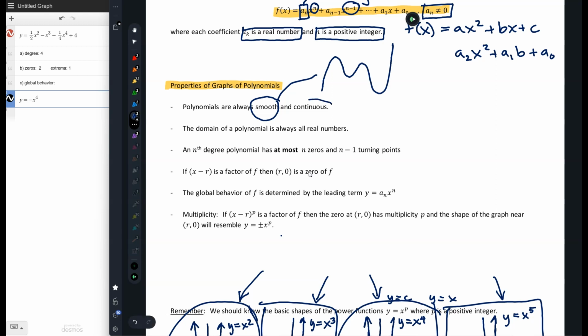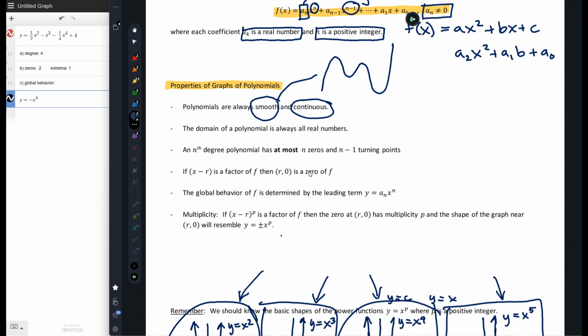And continuous, a nice working definition for that is you can draw it without picking up your pencil. So if you have to stop and draw a hole in a graph, it's not continuous. If you have to stop and draw an asymptote, it's not continuous. Sine is continuous, so is cosine. You can draw that whole way without picking up your pencil. Polynomials are always continuous. There's no breaks, no jumps, no asymptotes. There's no discontinuities at all.